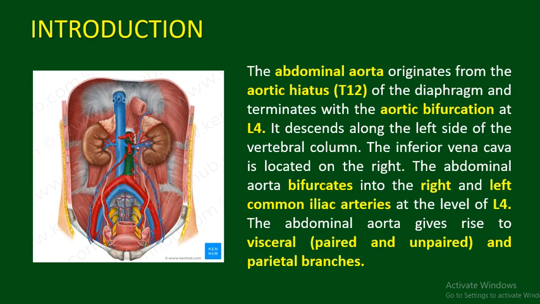The abdominal aorta gives rise to the visceral branches, that is the paired and unpaired, and parietal branches. So we can see the abdominal aorta here, beginning at the T12 vertebra and ending at L4, where it bifurcates into the right and left common iliac arteries.